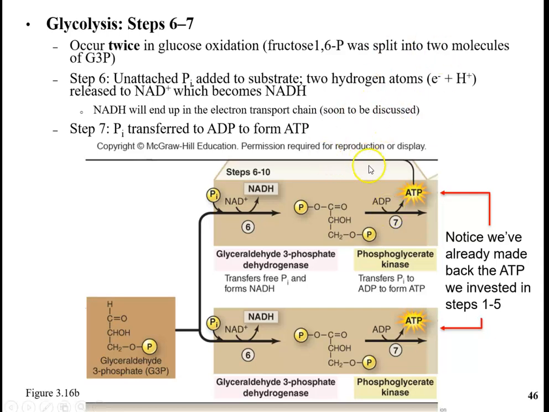In step 7, an inorganic phosphate is transferred to ADP to form ATP. So here's ADP turning into ATP. Now, remember this happens twice, so 2 ATP molecules have now been formed. That makes up the ATP that we invested in steps 1 and 3.